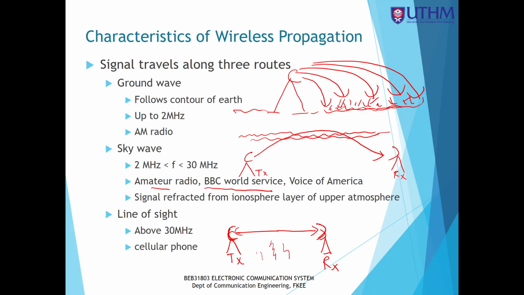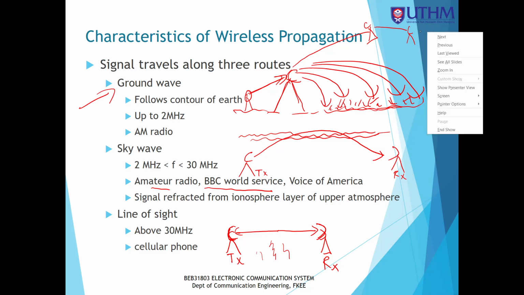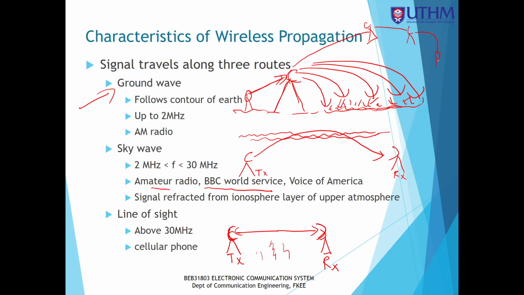Okay. So for mobile communications, it is under the category of ground wave. For example, you want to call your friends, so you send your signal to the transceiver located near your place, the base station nearest to you. And this base station sends to another base station and maybe to a few more base stations until it is received by your friend on the other side.